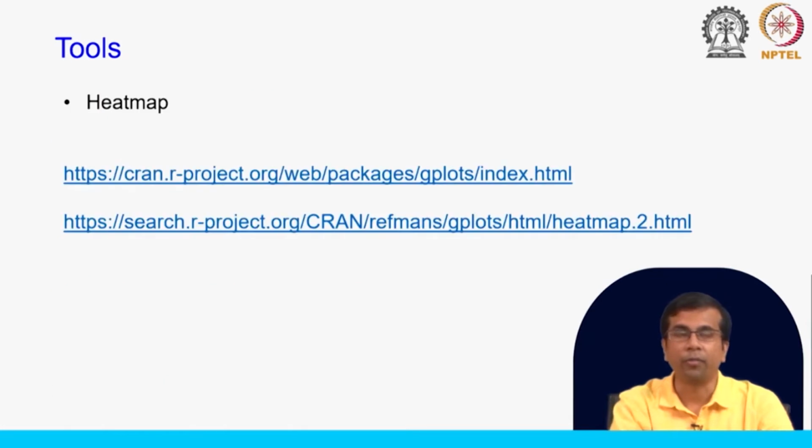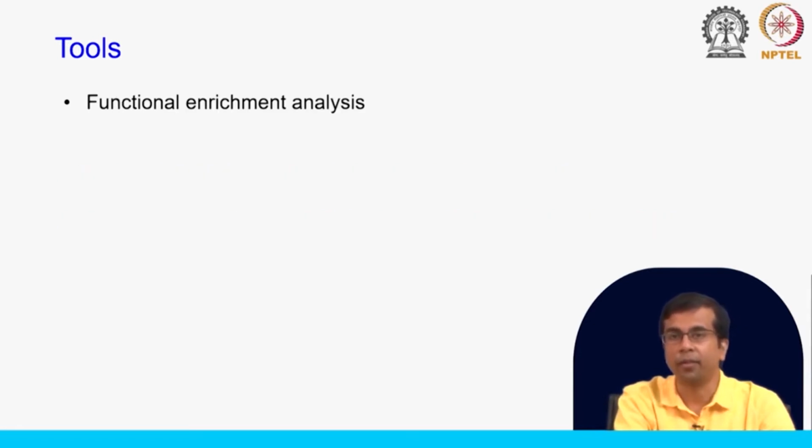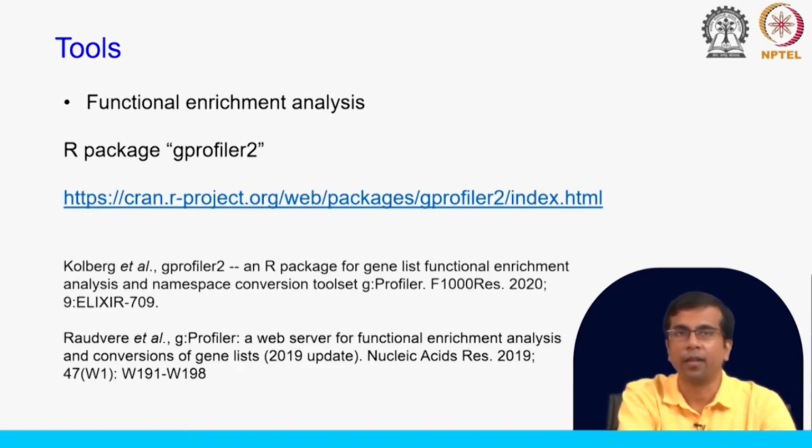The tool that we are going to use for the heat map is the gplots package. There is a heatmap.2 function that we will use for our analysis. And for functional enrichment analysis, we can use different types of tools. We have mentioned different tools in the theory class. What we will use in this class is the R package gprofiler2. This is a package that utilizes the hypergeometric test. Okay. So, it is a hypergeometric test based enrichment, and we have talked about this in the theory class, how the hypergeometric test works.